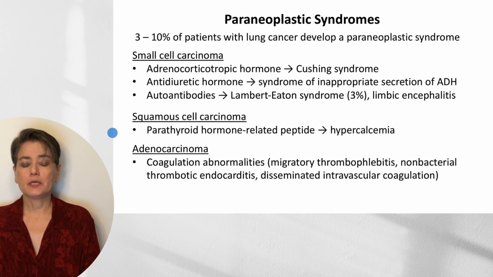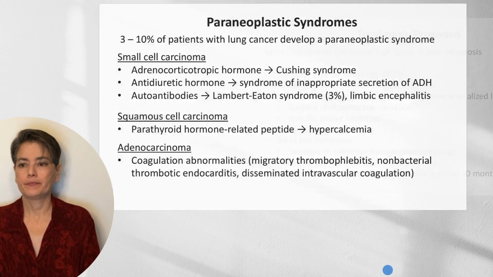Squamous cell carcinoma is most closely associated with hypercalcemia due to parathyroid hormone-related protein elaborated by the lesional cells. In adenocarcinoma, we tend to see coagulation abnormalities related to mucin release, so we can get migratory thrombophlebitis or Trousseau syndrome, non-bacterial thrombotic endocarditis, and disseminated intravascular coagulation.